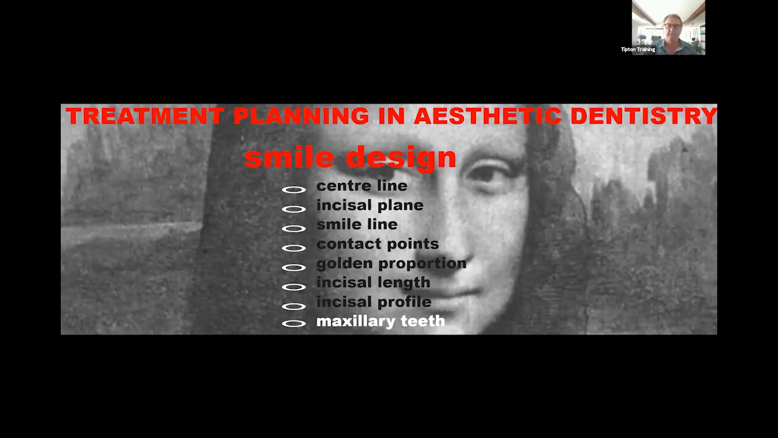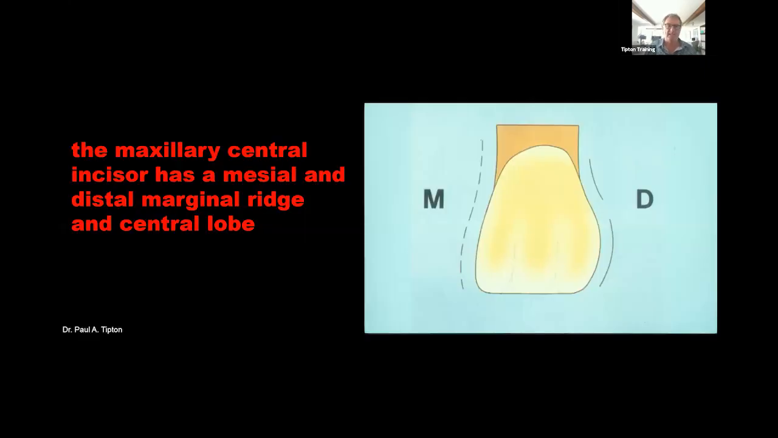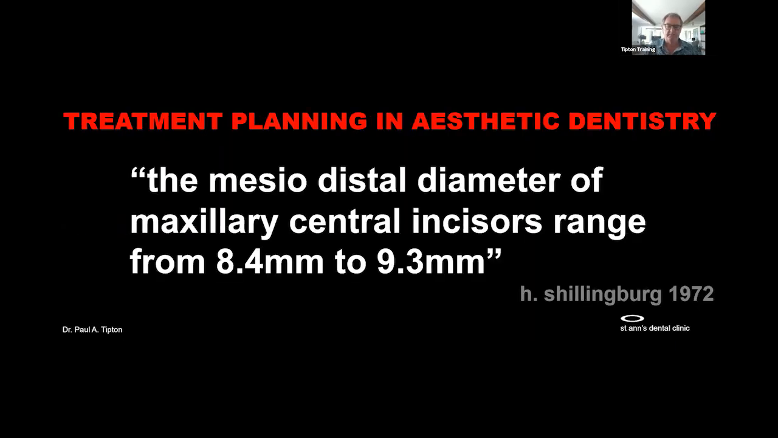So maxillary teeth. Okay, we need to understand what maxillary teeth look like if we're going to restore them. I see so many technicians who do not understand what maxillary teeth look like. Maxillary teeth have a more prominent distal lobe. We'll talk a little bit later, in a few minutes' time, about what maxillary lateral incisors look like. Maxillary centrals and maxillary laterals do not look the same. They are totally different shapes, and we have to understand that.